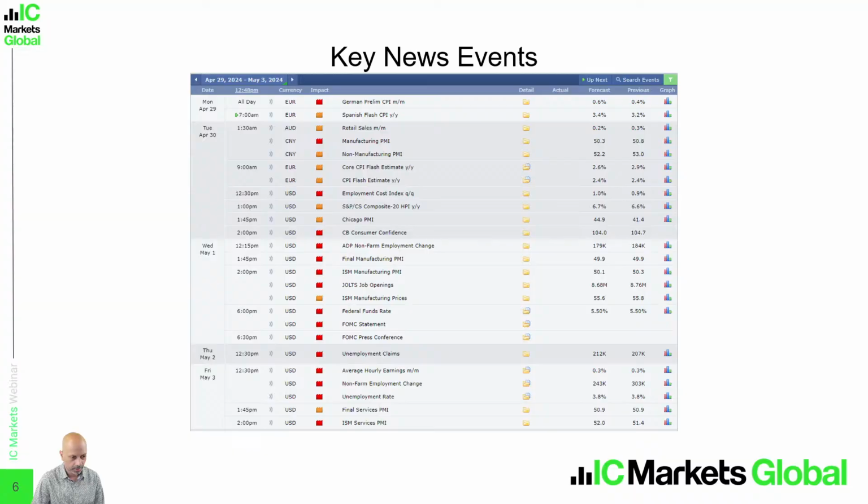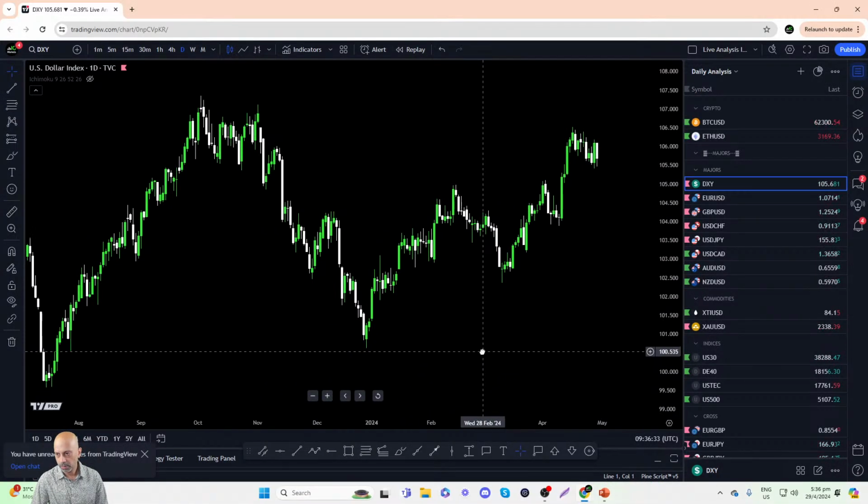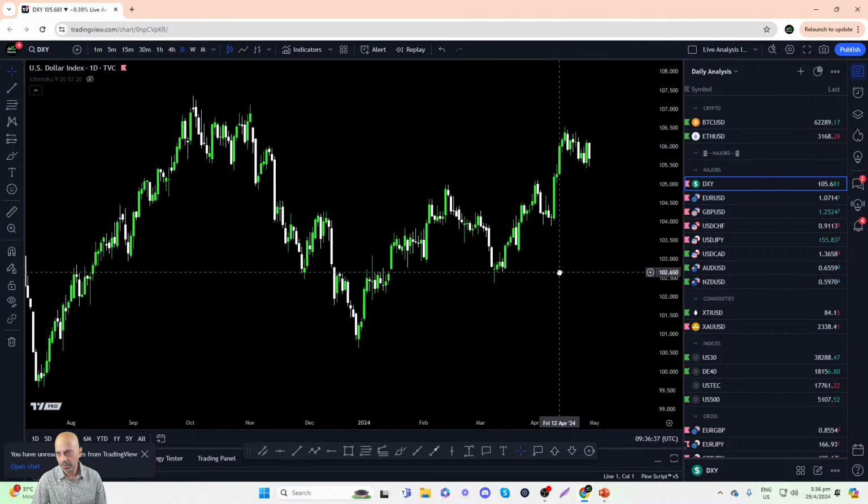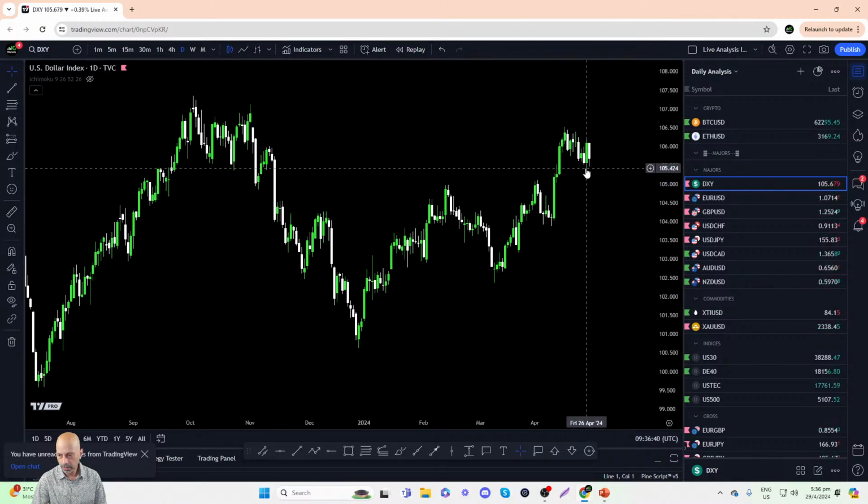Now let's get started. Right, here we are on the chart for the dollar index. I'm currently on the daily time frame. So as you can see here, the dollar index rebounded strongly last Friday. This was primarily due to a relatively hot PCE price index data.